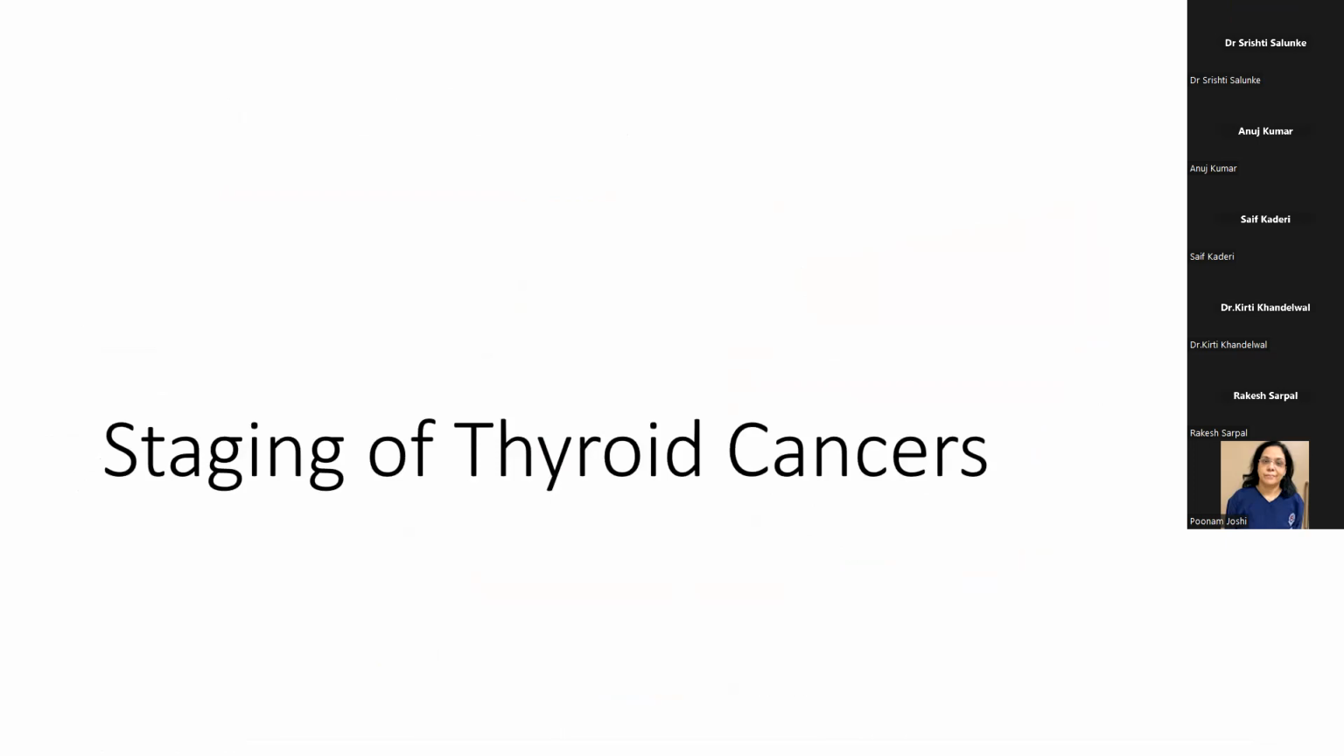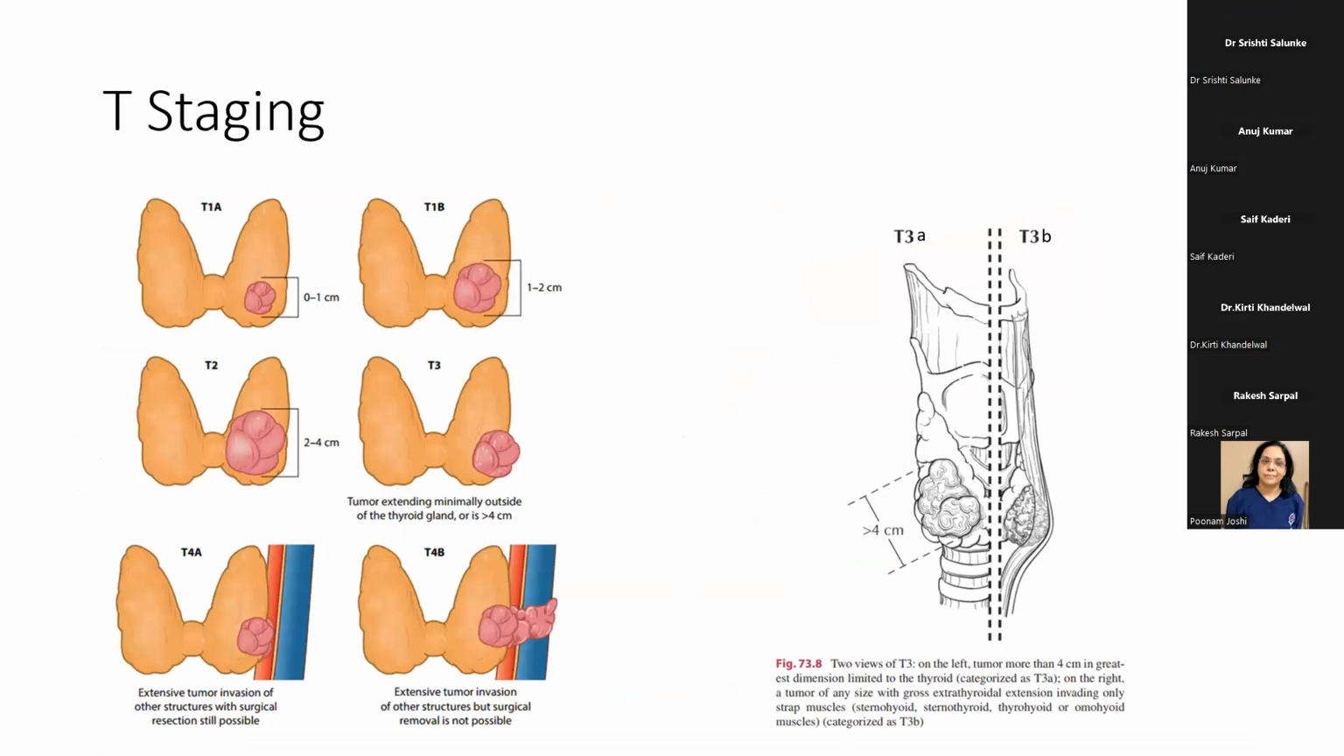Now we will discuss staging of thyroid cancers. As per the T staging, it is divided into T1 to T4. T1 is divided into T1A and T1B. T1A is less than 1 centimeter. T1B is 1 to 2 centimeters. So T1 is less than 2 centimeters. T2, we have 2 to 4 centimeter tumor.